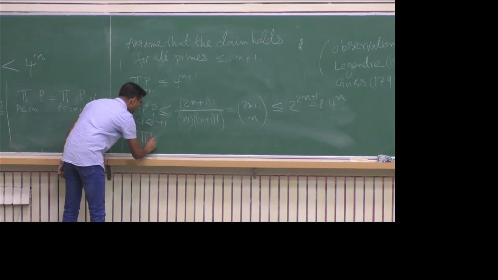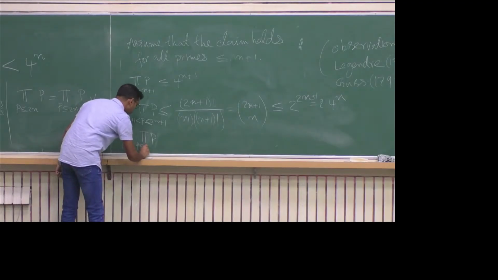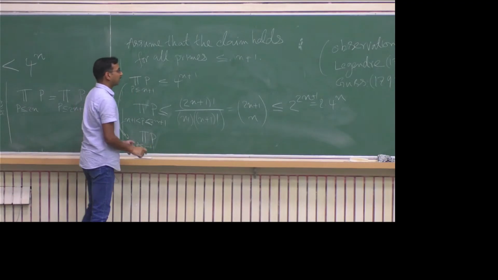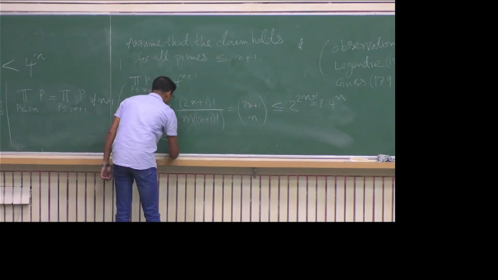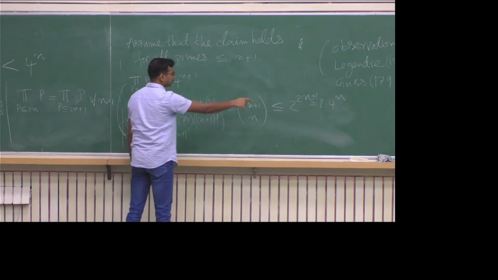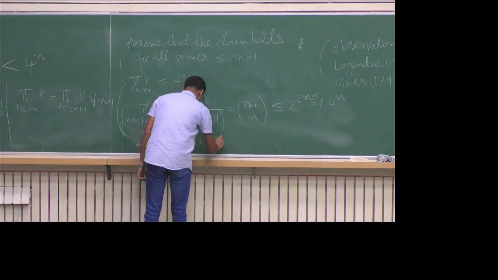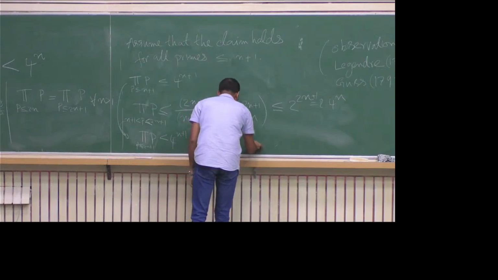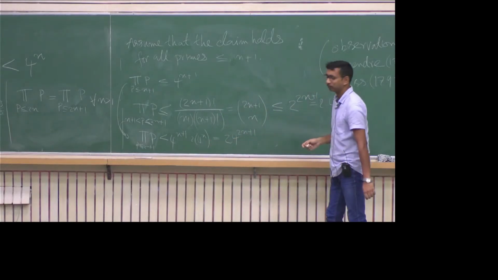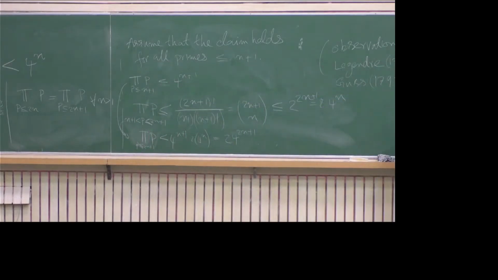We are getting the product of all the primes p less than or equal to 2n plus 1, and that is less than 4 power n plus 1 times 2 times 4 power n. Okay. So somewhere we are getting an extra factor of 2. How can we remove it? Should we remove it, right? Let's see again.